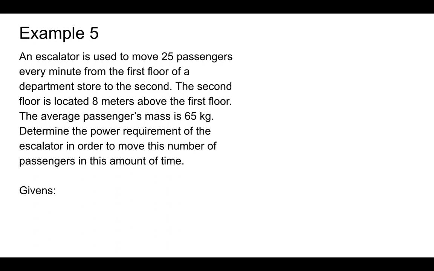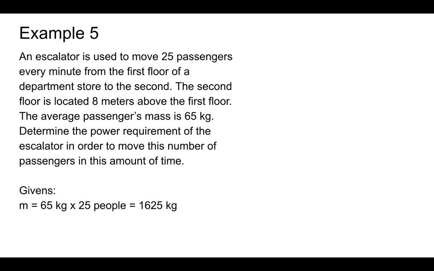We have that the escalator is moving 25 passengers every minute, and also later it tells us that each passenger's mass is 65 kilograms. So if it's moving 25 passengers each with a mass of 65 kilograms, we can find the total mass that the escalator is moving. So how do we do that? We just multiply them together, right? So each person is 65 kilograms times 25 people, and that equals 1,625 kilograms.